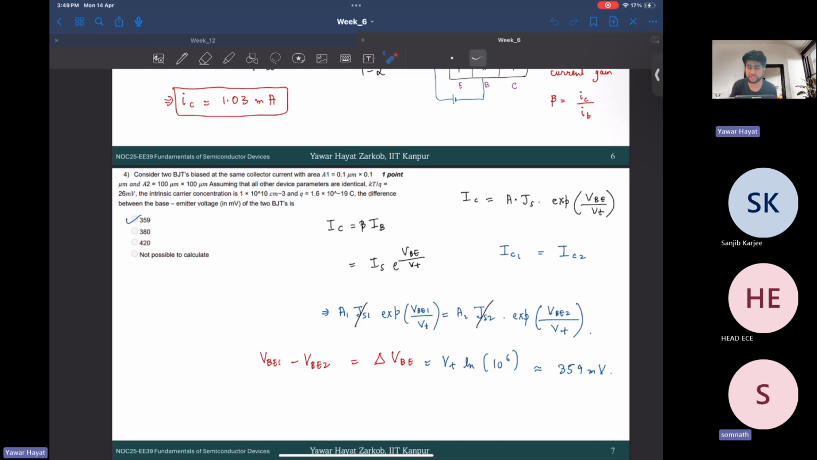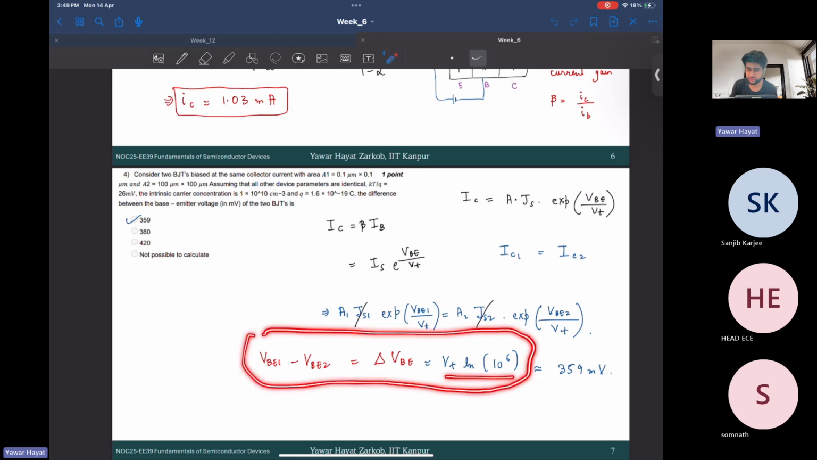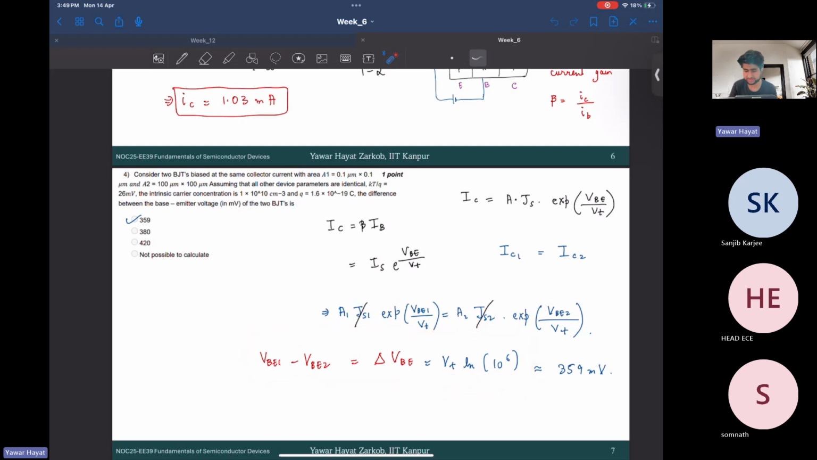You have to first rearrange them, take the exponential, and then it would be exponential of (VBE1 minus VBE2) by VT. I'm assuming that you know those steps, right? Once you do that, you will land up with VBE1 minus VBE2 equals VT ln of 10 to the power 6. If you simplify that, it comes out as 360 millivolts.